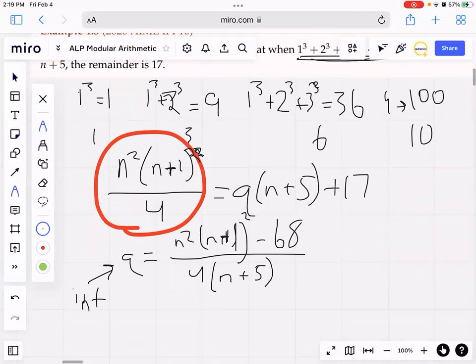So looking at this equation, we're looking at the number 4. Notice that we can actually take this 4 out of this entire thing, because 68 is divisible by 4, so that's all good. And notice that n squared times n plus 1 squared is going to be divisible by 4 at all times. This is because if n is even, then n squared will be divisible by 4. However, if n is odd, then n plus 1 squared is going to be divisible by 4. So you can just take the 4 out of this equation for now.